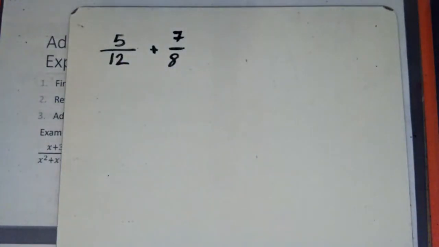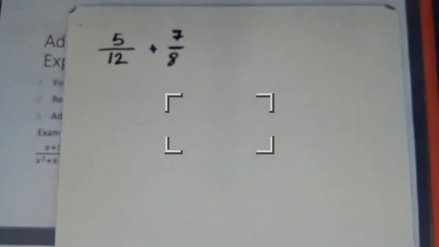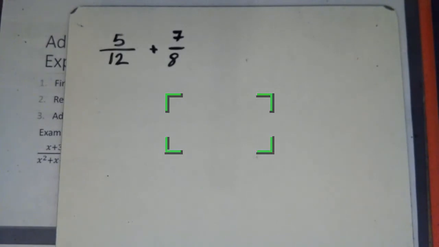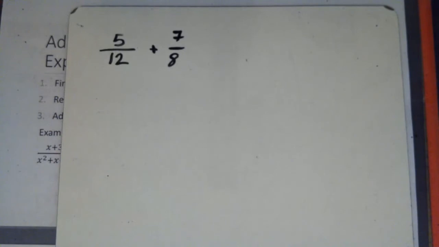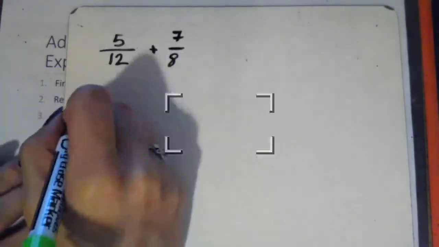So before we can add them, we need a common denominator. One way we might do this is ask ourselves, what's the smallest number that 12 and 8 both go into? But just to show how this is similar to rational expressions, I'm going to do this a slightly different way. I'm going to find the prime factorization of each.